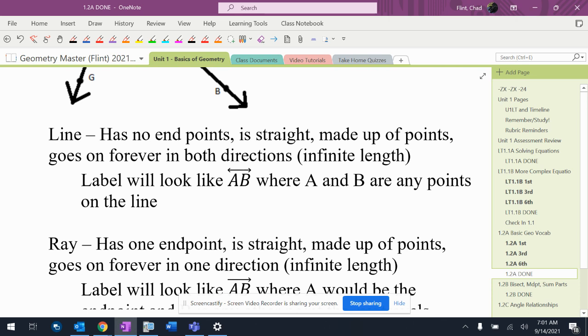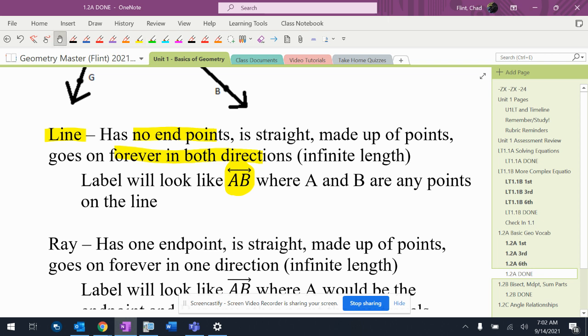So in addition to a line segment, which you saw in the last video, there's a line. All right, a line has no endpoints. So a line has no endpoints, goes on forever in both directions, and its symbol looks like this. All right, line AB. A and B are not endpoints because it doesn't have endpoints. They're just points that are on the line anyplace.